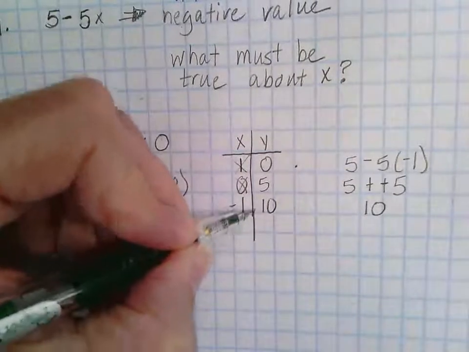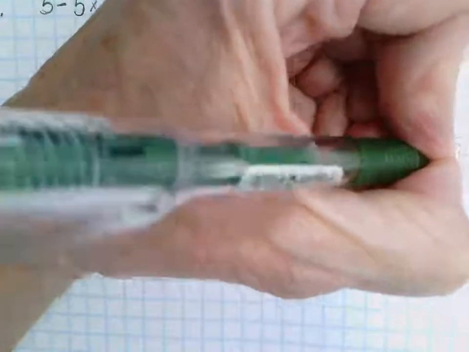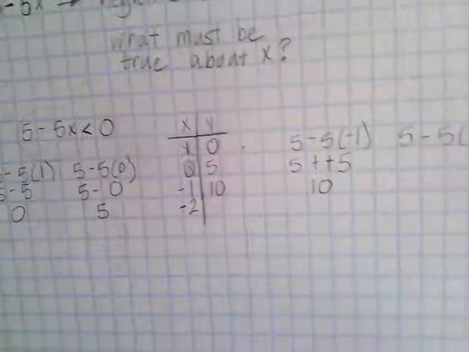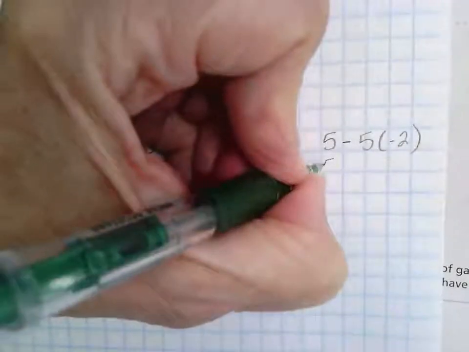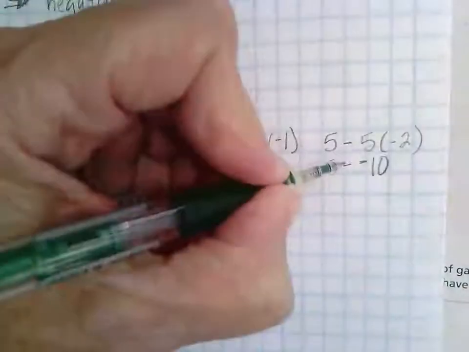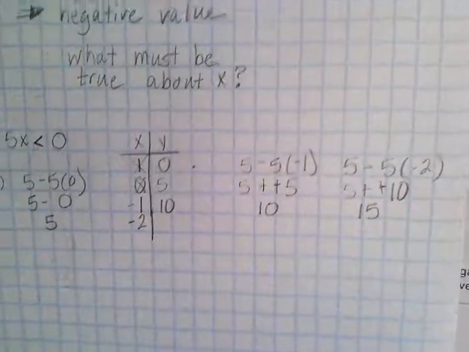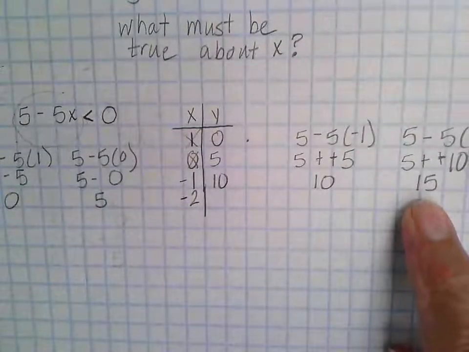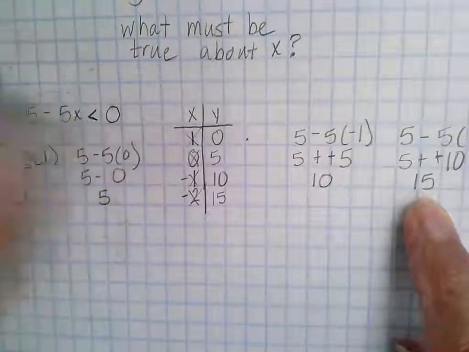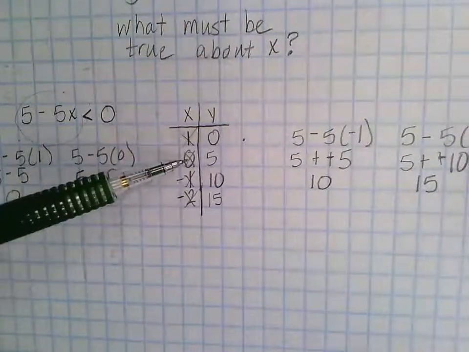Well, maybe I made a mistake. Let's just try negative 2. That's easy to work with. 5 minus 5 times negative 2. 5 minus 5 times negative 2 is negative 10. Well, that's going to give me 15. I'm getting further away and more positive. So that's not going to work. So going more and more negative is not working.